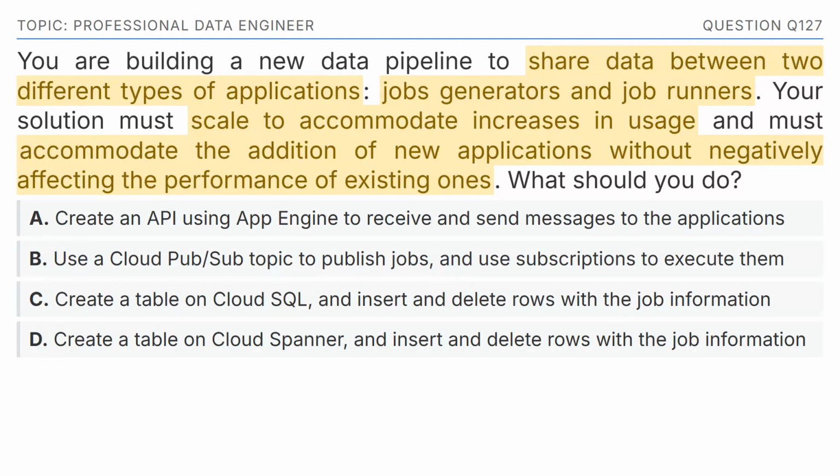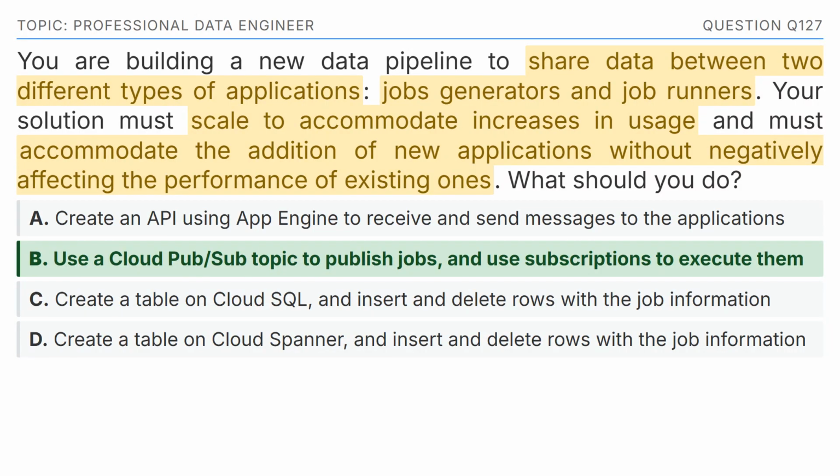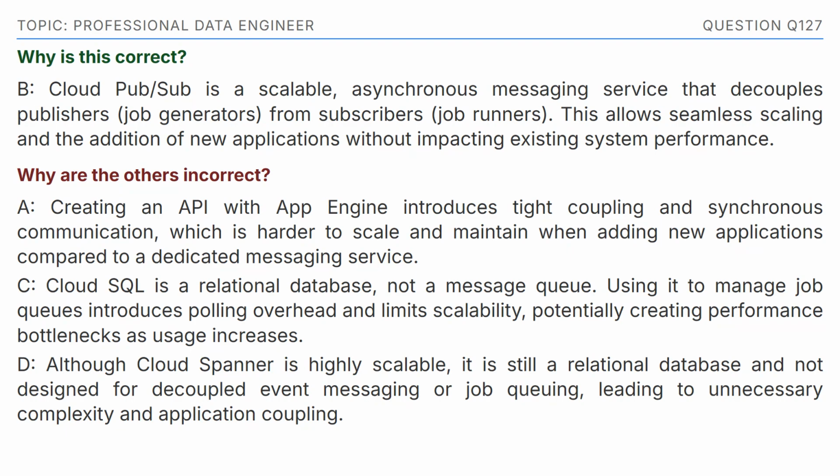To arrive at the correct answer, we focus on the keywords: share data between two different types of applications, job generators and job runners, scale to accommodate increases in usage, accommodate the addition of new applications without negatively affecting the performance of existing ones. The correct answer is Option B, use a Cloud Pub/Sub topic to publish jobs, and use subscriptions to execute them. Why is this correct? B. Cloud Pub/Sub is a scalable, asynchronous messaging service that decouples publishers, job generators, from subscribers, job runners. This allows seamless scaling and the addition of new applications without impacting existing system performance.